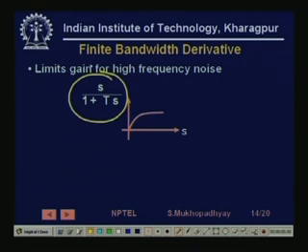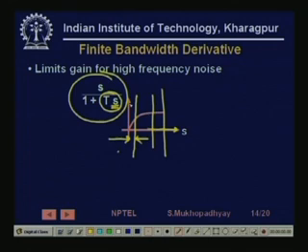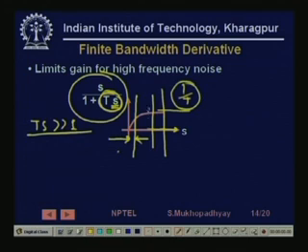What is the gain of this? As S varies, that is as the frequency varies, S by 1 plus TS at low frequencies has the term TS small compared to 1. So it acts like S in this part of the region, while in this part of the region where S is large, TS is much greater than 1, and therefore this gain becomes equal to 1 by T. So this level is 1 by T.